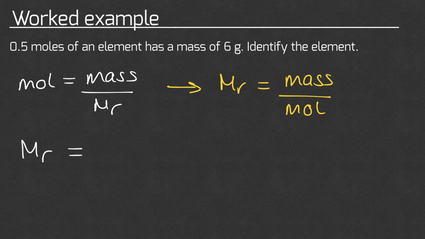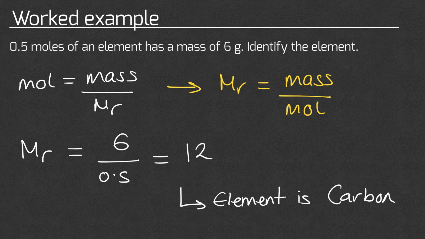And rearranged, that gives us the relative molecular mass being mass divided by moles. So in order to work this out, we're going to need to do the relative molecular mass being the mass divided by the moles, and both of these values are given in the question. So we do 6, which is the mass, divided by 0.5, which is the moles, which will give us an answer of 12, which means that the element must be carbon, because carbon has a relative atomic mass of 12.